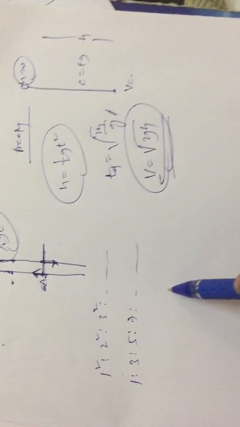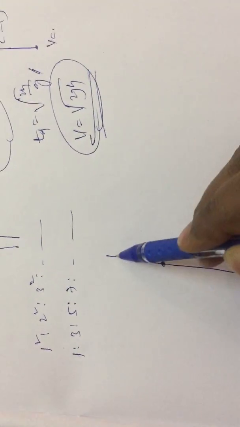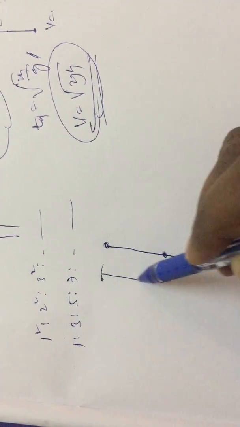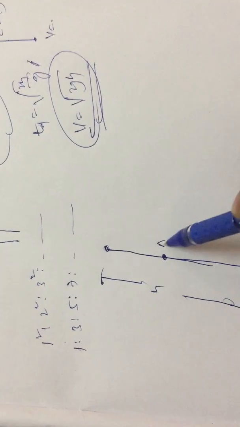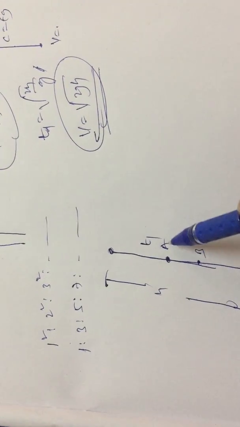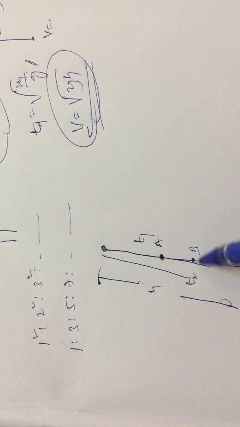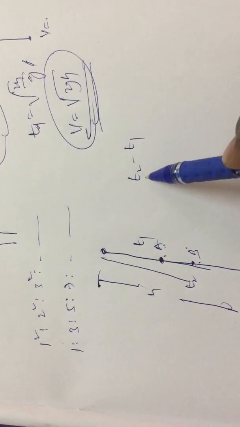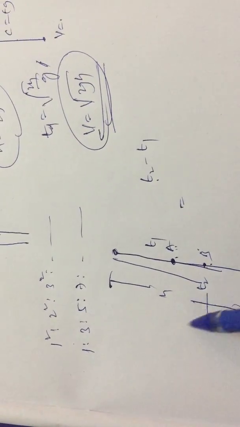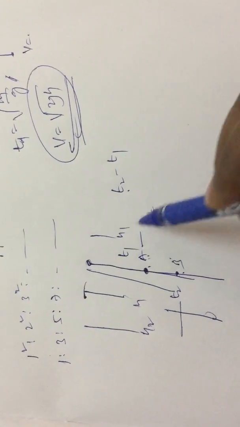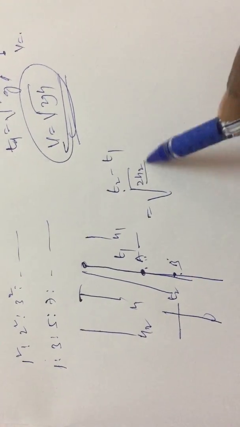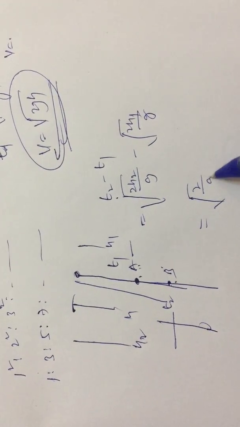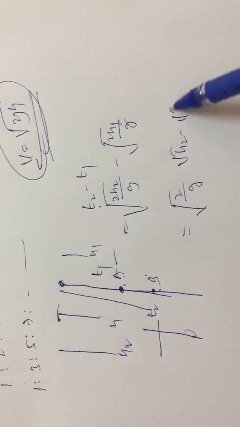Next, suppose this is a freely falling body, falling from a certain height h. There are certain points A and B. It takes time t1 to come to A, and time t2 to come to B. Then the time it takes to move from A to B is t2 minus t1. Let this height be h2 and this height be h1. Then this is root of 2h2 by g minus root of 2h1 by g, which is root of 2 by g into root h2 minus root h1.